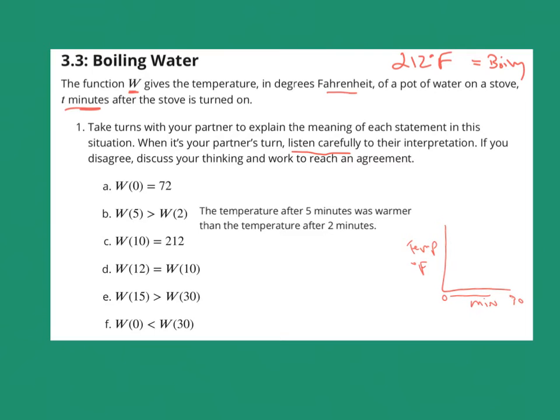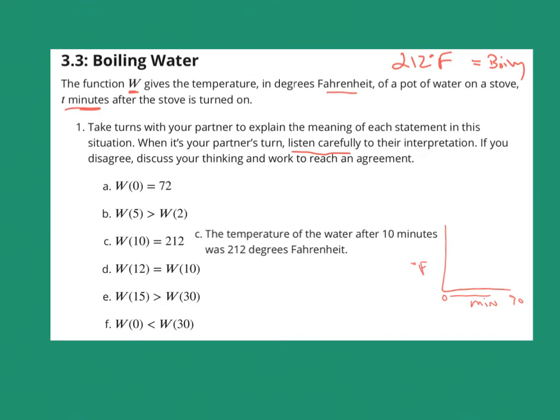All right. The temperature after 10 minutes is 212. Oh, it's boiling, right? So I guess it took 10 minutes to boil. Now notice the difference here. There's no W on this side. Again, when I say W of 5, that means the water temperature after 5 minutes. The water temperature after 2 minutes is 72 degrees, greater than the other temperature at said time. So the water temperature after 10 minutes is 212 degrees Fahrenheit.